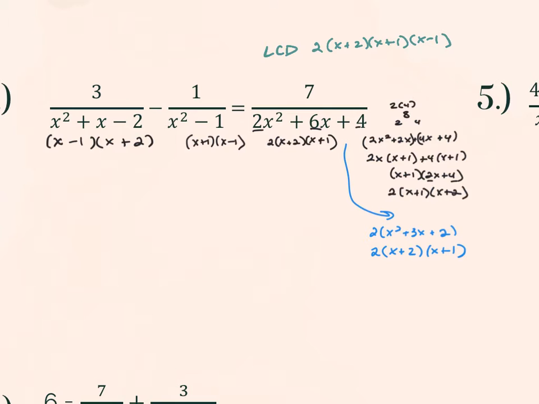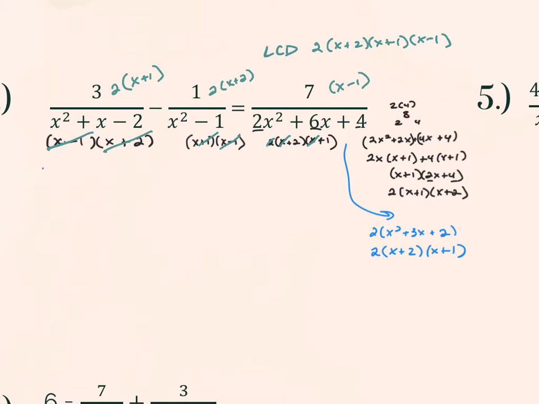Okay, so for the first one, the x minus 1 cancels. The x plus 2 cancels. I'm left with the 2 and the x plus 1. The second one, the x plus 1 and the x minus 1 cancel. I'm left with the 2 and the x plus 2. And the third one, the 2 cancels, the x plus 2 cancels, the x plus 1 cancels, and I'm left with x minus 1. So not so bad, right? It looked like it was going to be bad. It's not so bad.